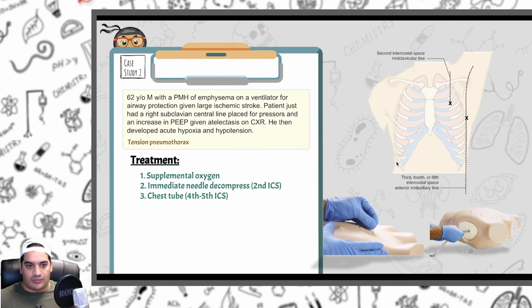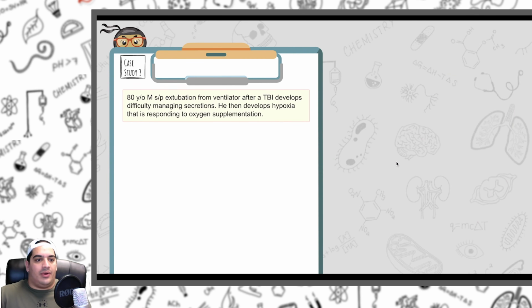Okay. All right, case study 3: you've got an 80-year-old male. They just got extubated. In other words, they removed the endotracheal tube and they were off the ventilator. After having a very traumatic brain injury, they developed difficulty managing some of their secretions, so they may be aspirating a little bit of it. They develop hypoxia, but they're responding appropriately to oxygen supplementation. So you put oxygen on them and their SpO2 improves.